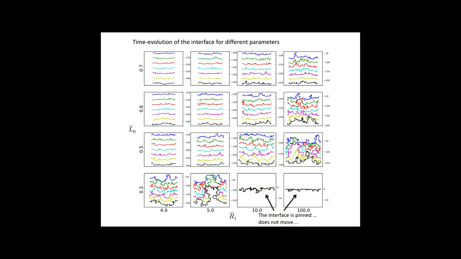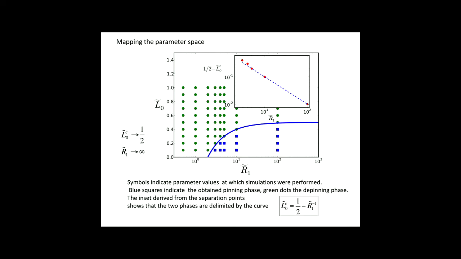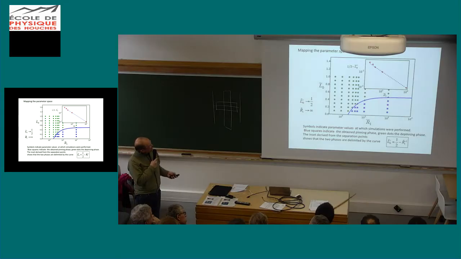Okay, as a function of these two parameters, you can now make a state space of the model. This kind of plot shows where this depinning transition takes place. The green dots are the states where pinning is not present, so the triple line is moving. This one is where the triple line is pinned, so it is not moving, and you see that there is a phase boundary between these two, and you can study the shape of this phase boundary.